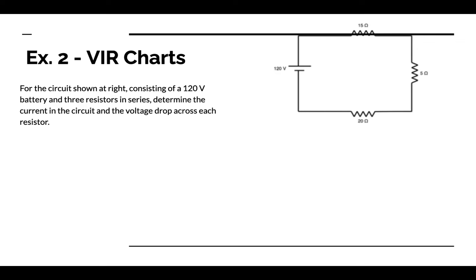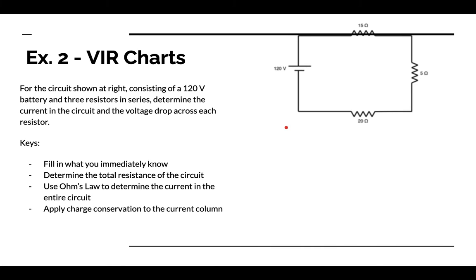So for a circuit shown at right consisting of a 120 volt battery and 3 resistors in series, determine the current in the circuit and the voltage drop across each resistor. So same scenario as before. I'm never going to throw any curveballs.